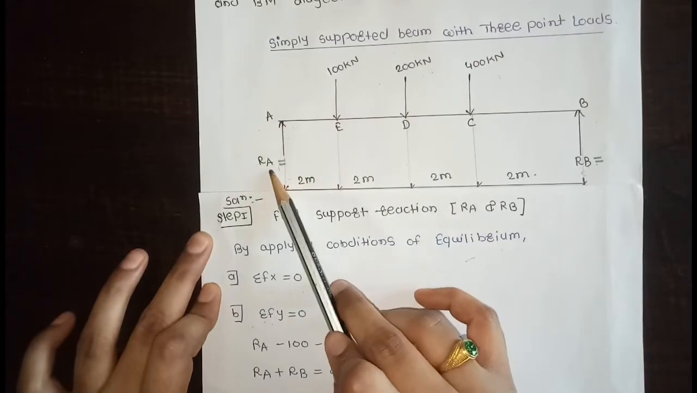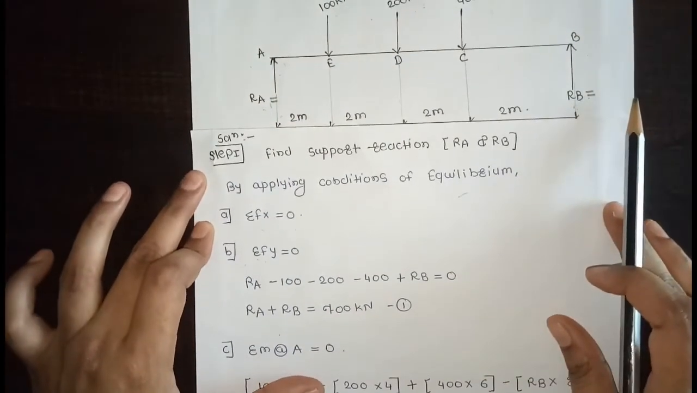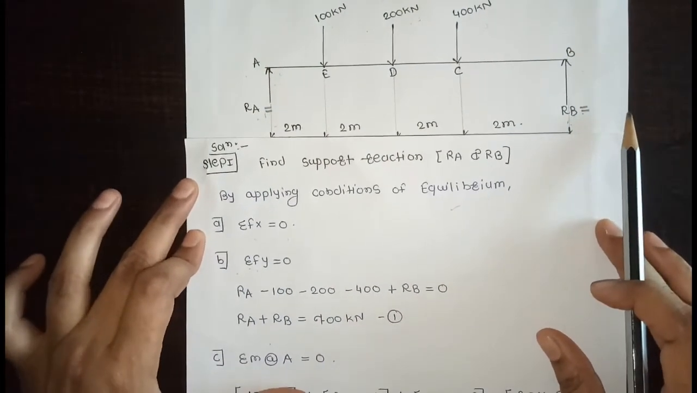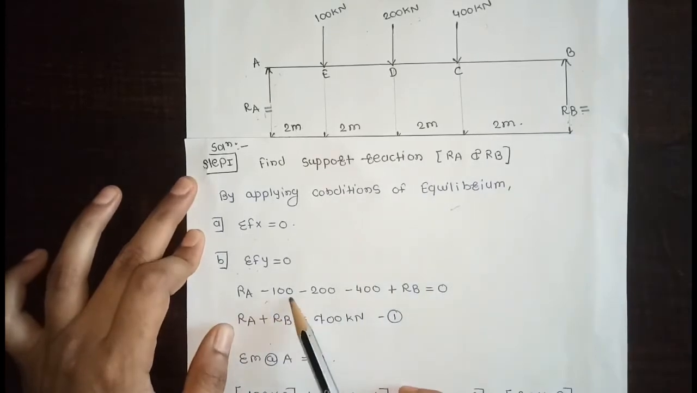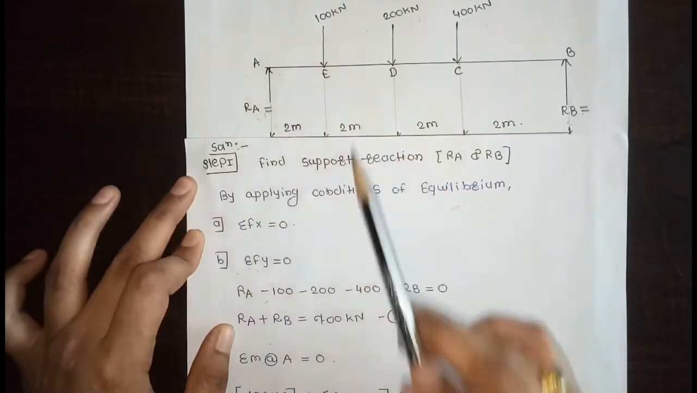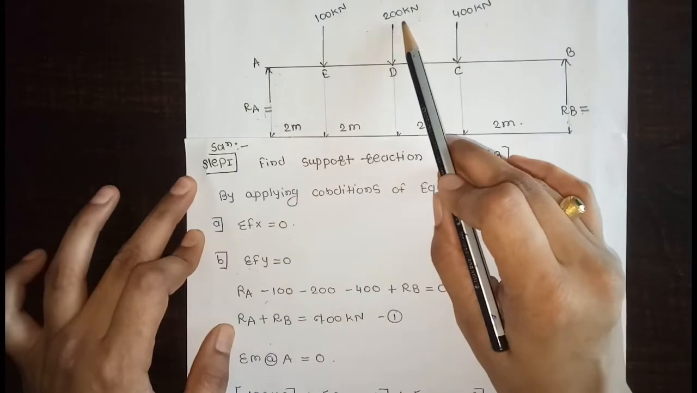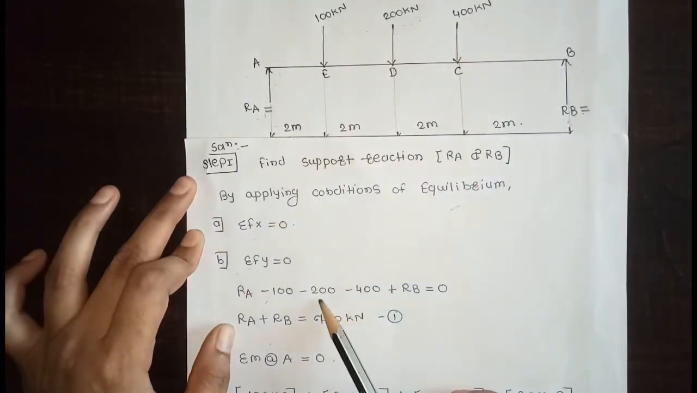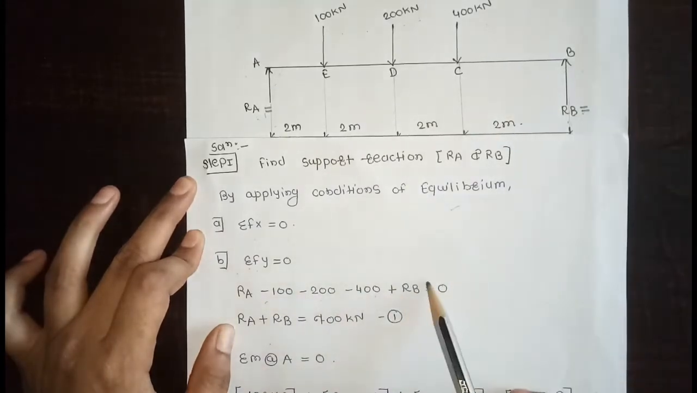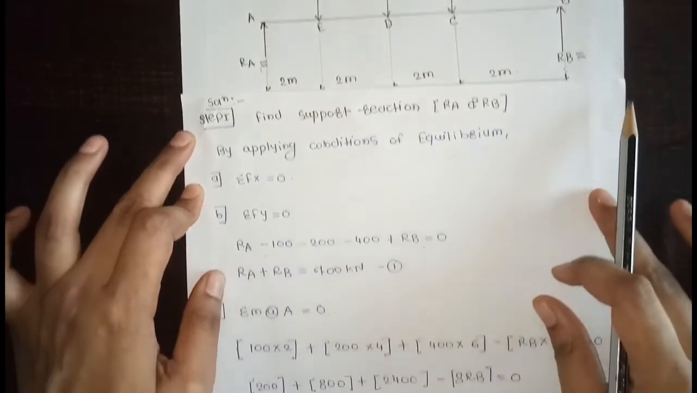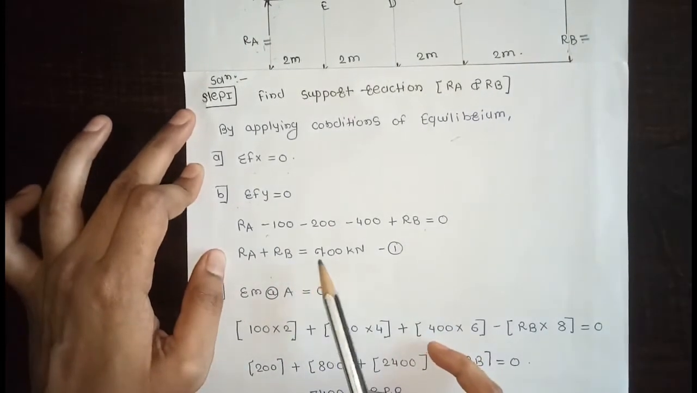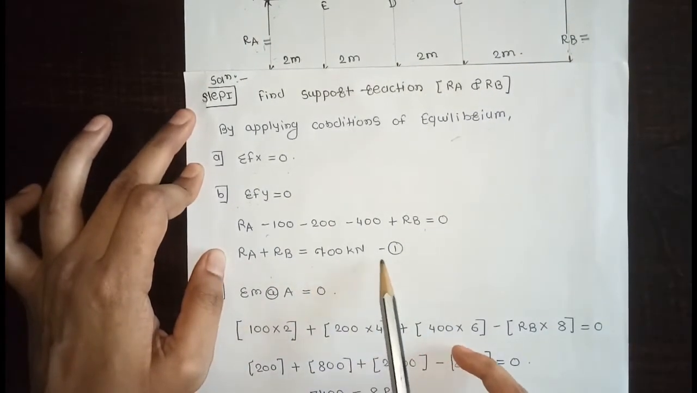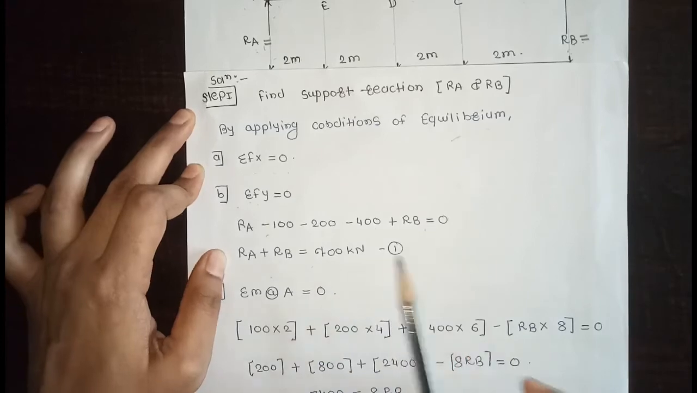So first force RA, minus second force downward 100, minus 200, minus 400, plus RB is equal to 0. Then RA plus RB is equal to 700 kN. This is equation 1.